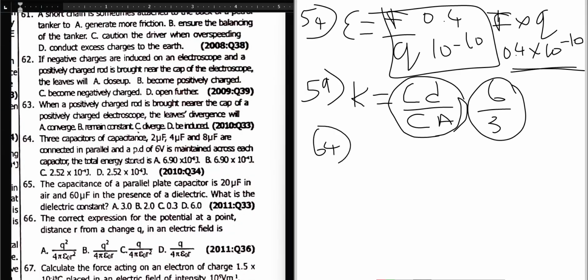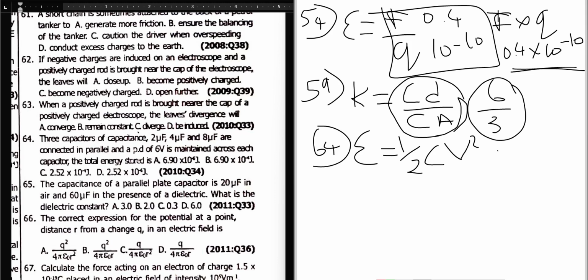64 says 3 capacitors of capacitance 2 microfarad, 4 microfarad, 8 microfarad are connected in parallel and a potential difference of 6 volts is maintained across each capacitor. The total energy stored is what? So we're looking for total energy, and the energy E is equal to half CV squared.